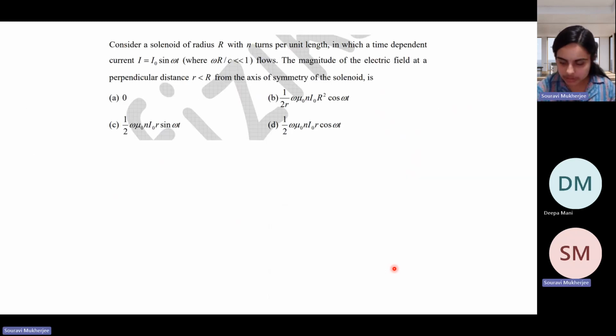Okay. So now, keeping in mind all those concepts, let's try to solve some questions. Here, you have a solenoid whose radius is given and number of turns is given, and you have this time dependent current that you can see. Now the magnitude of electric field at a perpendicular distance smaller than the radius of your solenoid. Considering that you have some net magnetic flux, what would be the magnetic field that would be generated? Can you try to solve that?